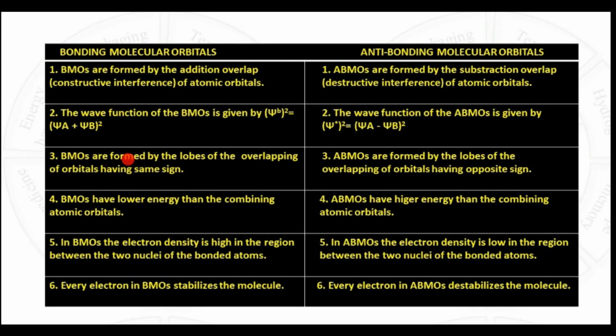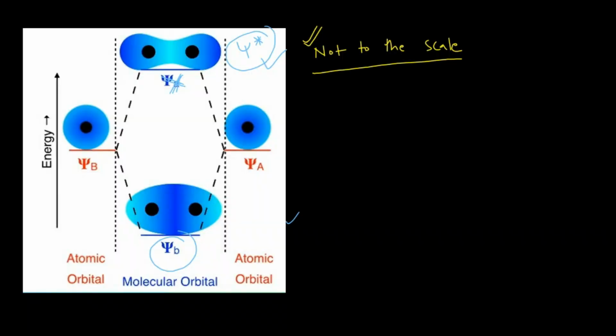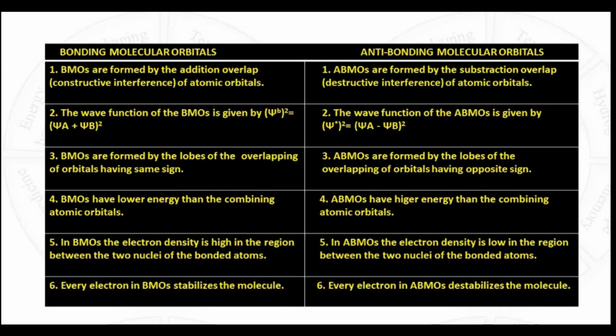Bonding molecular orbitals are formed by the overlapping of lobes of orbitals having the same sign, that means positive with positive. Anti-bonding molecular orbitals are formed by the overlapping of lobes of orbitals having opposite signs, plus and minus, which I explained in earlier slides. Bonding molecular orbitals have lower energy than the combining atomic orbitals, and anti-bonding molecular orbitals have higher energy than the combining atomic orbitals. Please remember this one. This will form the basis of the molecular orbital theory.